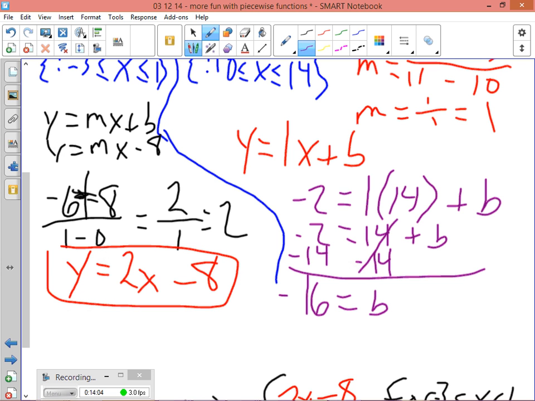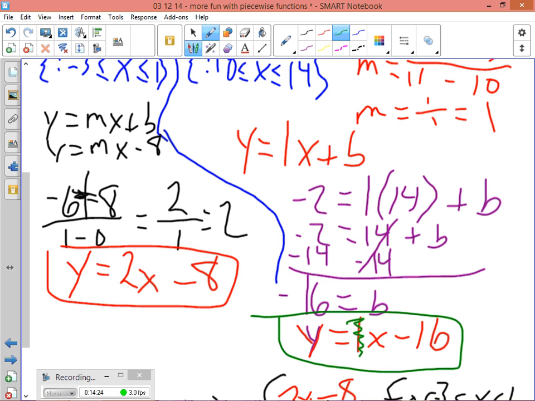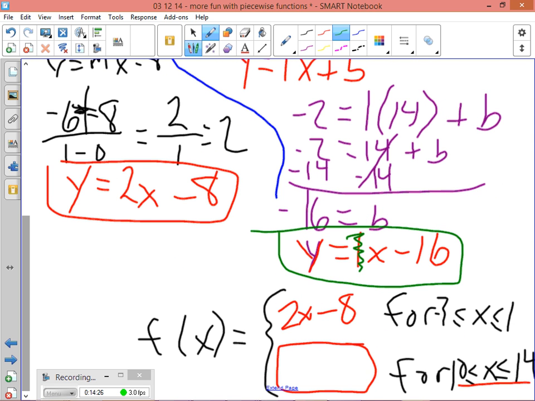Now if I just put this all together, I am done. So I have y equals m, which is 1x, minus 16. And remember, I do not really need to write this 1 because x means the same thing, so I'm just going to cross that out. And there's my equation for the second part. I put it in my box here. f of x equals x minus 16. I already have my domain. I have created this piecewise function.